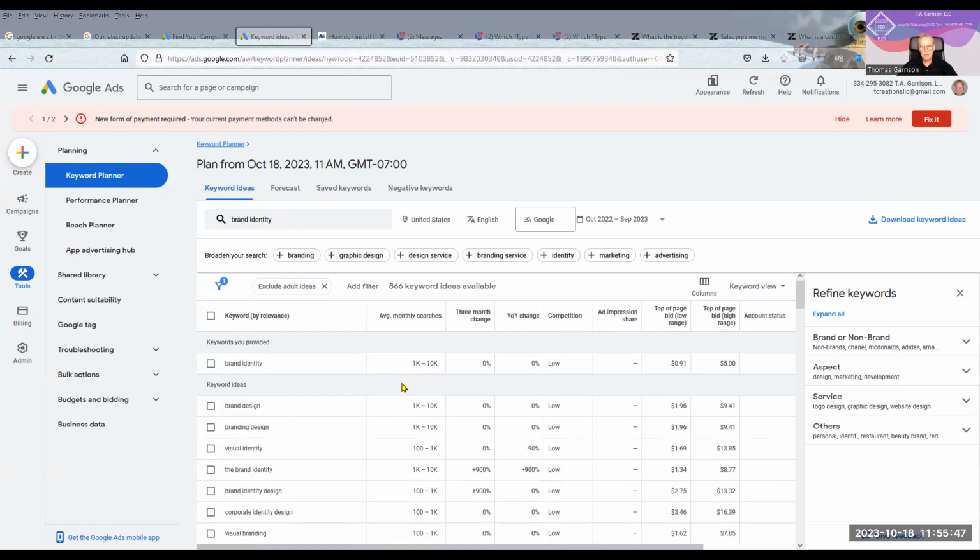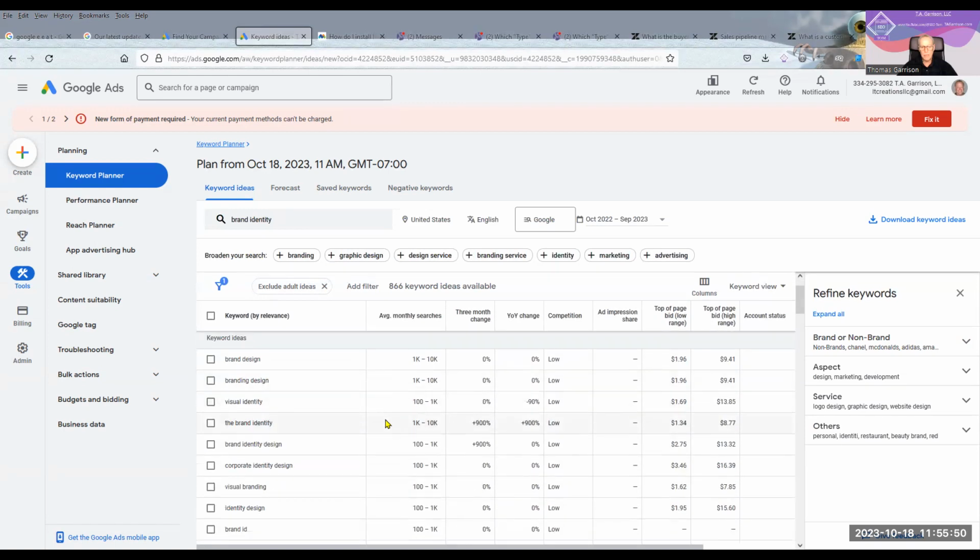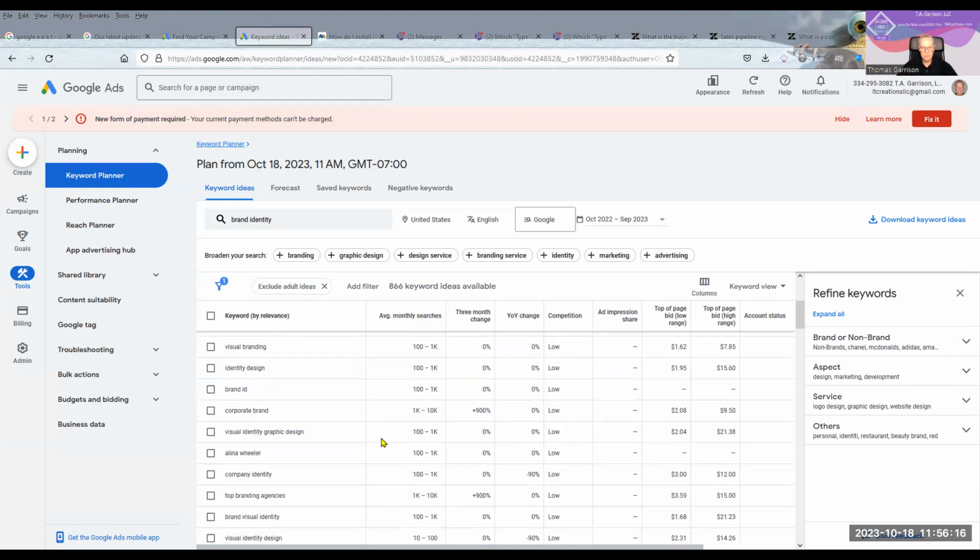But there are a lot of related terms that have changed dramatically in the last 3 months and the last year. Brand identity, apparently, is up 900% in the last 3 months and the last year. Brand identity design, up 900% in the last 3 months. So pay attention to all the stuff that's in here. Before I leave this page, are there any questions about getting into Google Keyword Planner, or why you would go there? Any questions at all about the Keyword Planner?